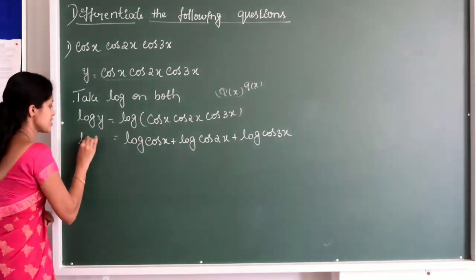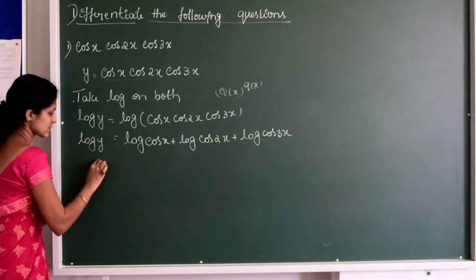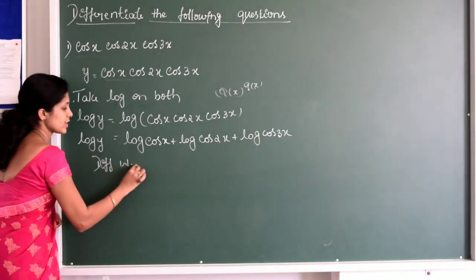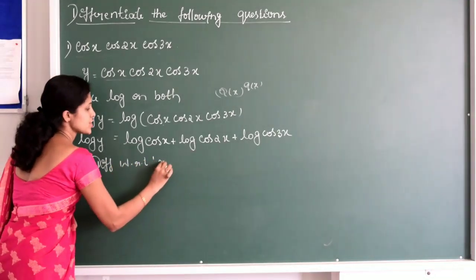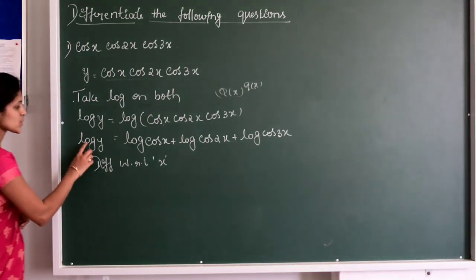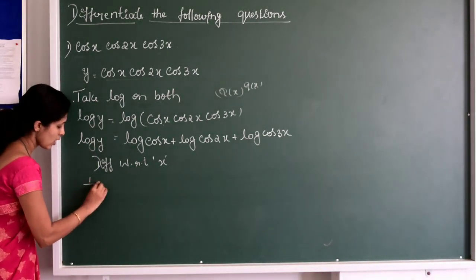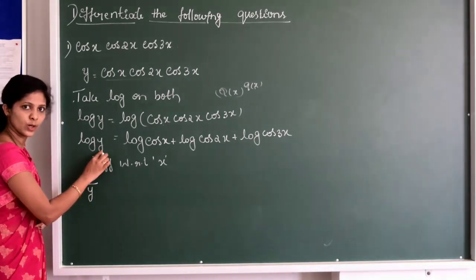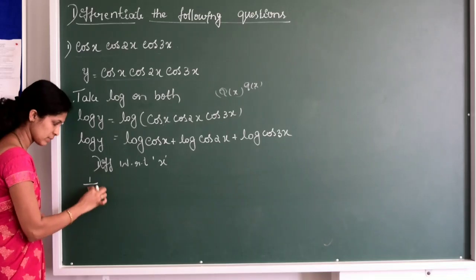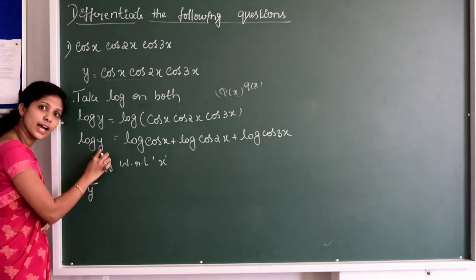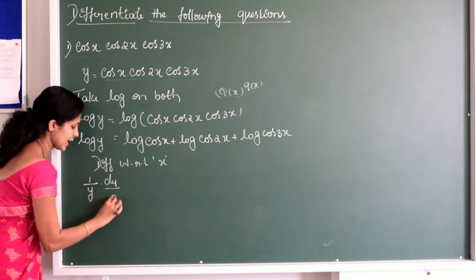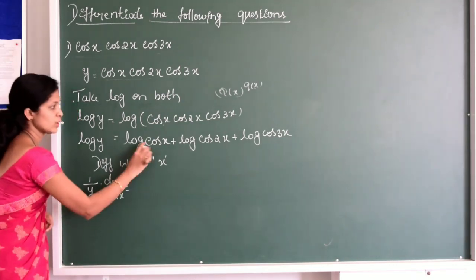Now you can differentiate this with respect to x. This is compulsory. You have to write differentiating the function with respect to x. We have to see you are differentiating with respect to x because we are finding the dy by dx. So derivative of log y will be 1 by y, right? Derivative of log x is 1 by x. In the place of x, here we have y. So this is 1 by y, and derivative of y with respect to x will be dy by dx.